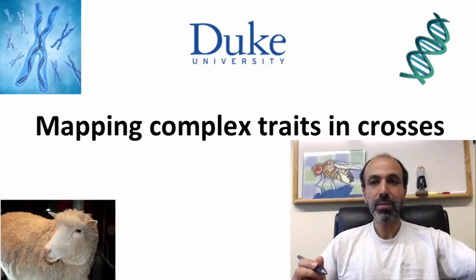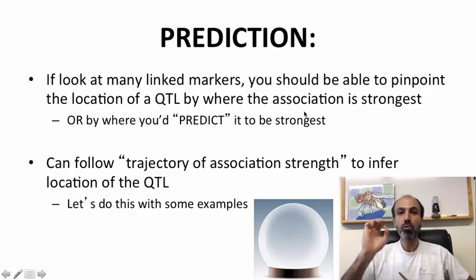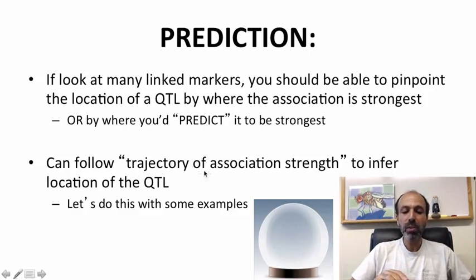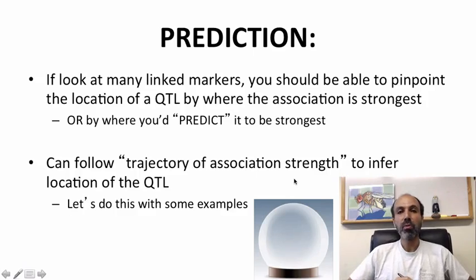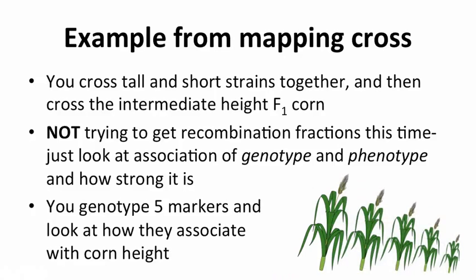Now again, as I said at the very end of the last video, the ultimate prediction is that if we look at many linked markers, we should be able to pinpoint the location of a QTL by where the association is strongest. And we talked about exactly what that meant in that context. So we'll follow the trajectory of association strength to infer the location of the QTL. Now let me illustrate this with an example, because trajectory of association strength may be a little bit difficult to understand. So let's use an example from the mapping cross.